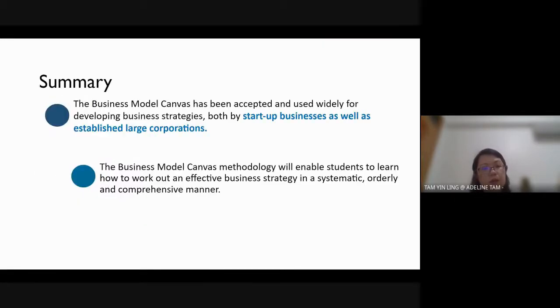Okay, and then in summary, this business model canvas can be accepted and used widely for developing business strategies, done both by setting up a business as well as to establish a very large corporation, large company. And this business model canvas is to help you to learn how to work out an effective business strategy in a systematically orderly and comprehensive manner.